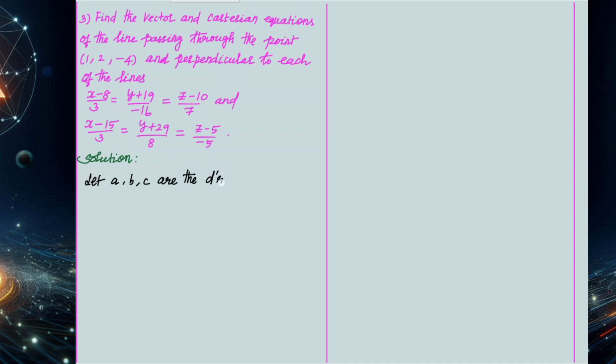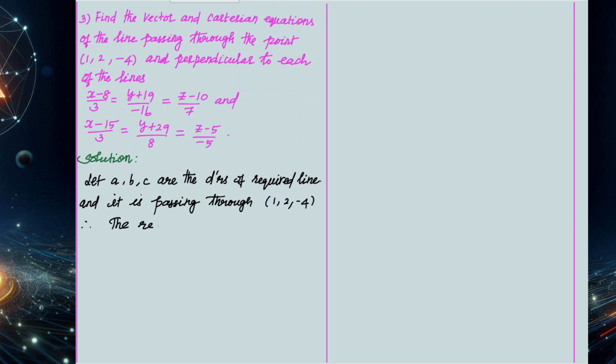Let a, b, c be the direction ratios of the required line, and it is passing through the point (1, 2, minus 4). Therefore, the required line is (x minus 1)/a equals (y minus 2)/b equals (z plus 4)/c. Let us take this as equation number 1.